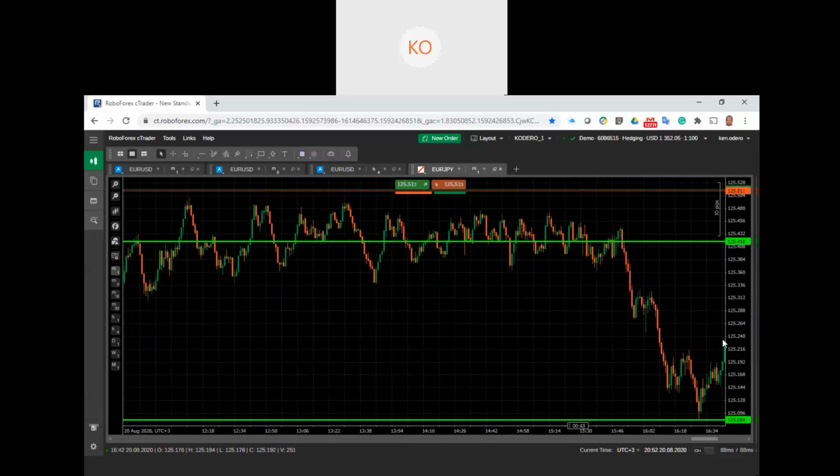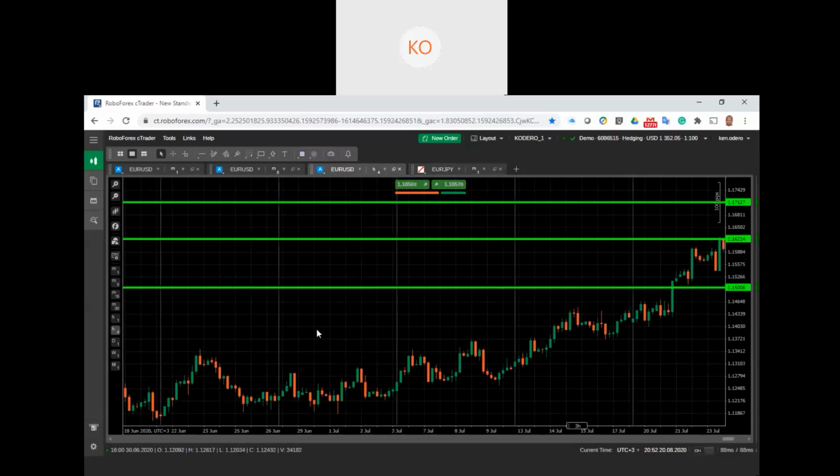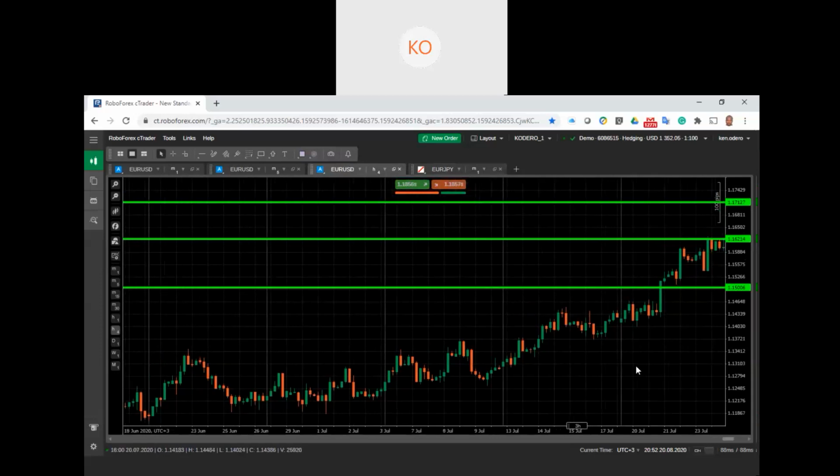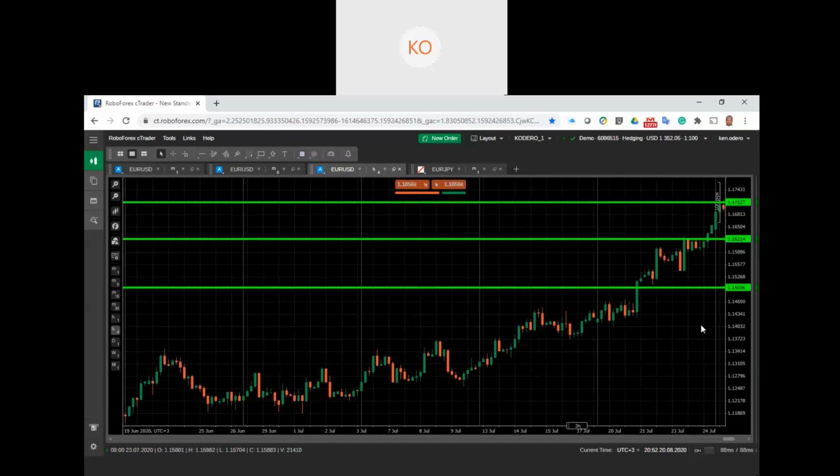And I can show you this even on a different currency pair. There's one that I was trading on during the day. This is the Euro USD. Look at the Euro USD, my support and resistance zones. So I've gone way back to July 23rd. If I advance this chart one bar at a time, just see the way it's respecting.